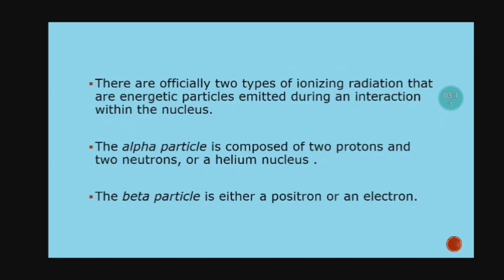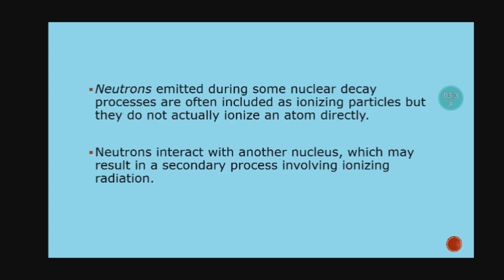So there are officially two types of ionizing radiation that are energetic particles emitted during an interaction within the nucleus. The alpha particle is composed of two protons and two neutrons, or a helium nucleus. The beta particle is either a positron or an electron. Neutrons emitted during some nuclear decay processes are often included as ionizing particles, but they do not actually ionize an atom directly. Neutrons interact with another nucleus, which may result in a secondary process involving ionizing radiation.